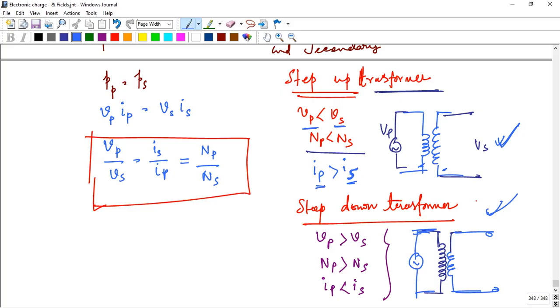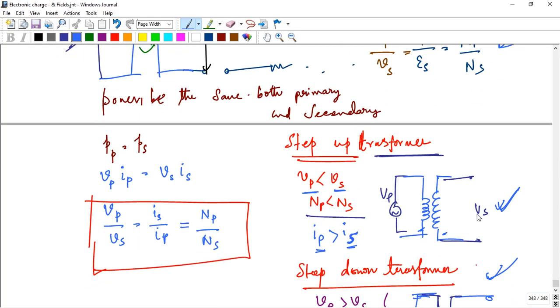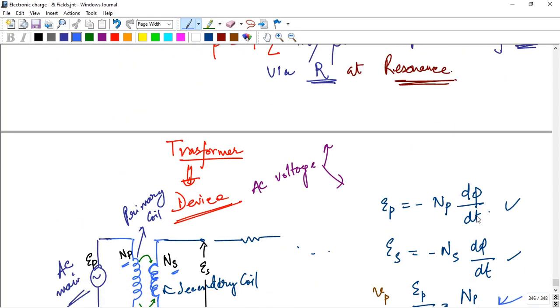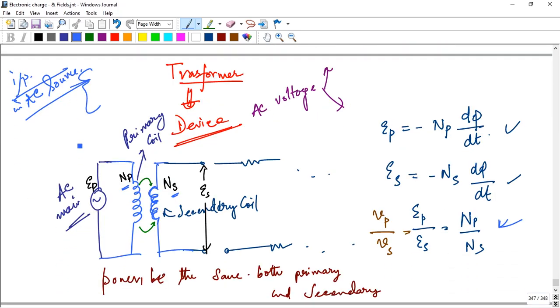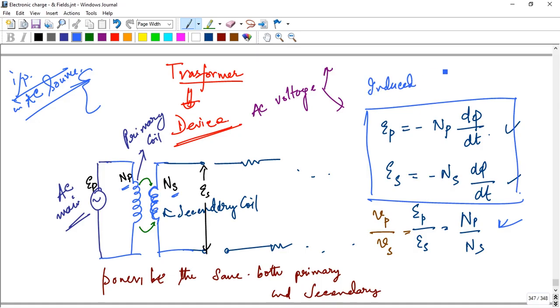Okay, there are basically two types of transformer here, either step up or step down, and keep in mind that the input voltage is always an AC voltage. The input is an AC source. Okay, DC is not applicable here. Also keep in mind, the flux in the primary crosses to the secondary, and there is an induced EMF. This is the induced EMF we get from Faraday's law.